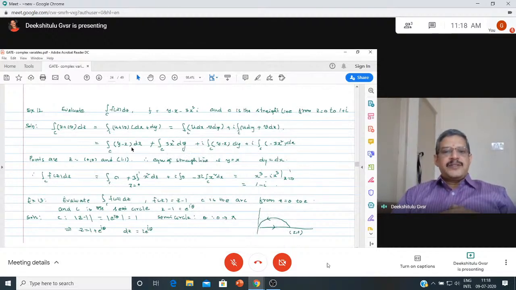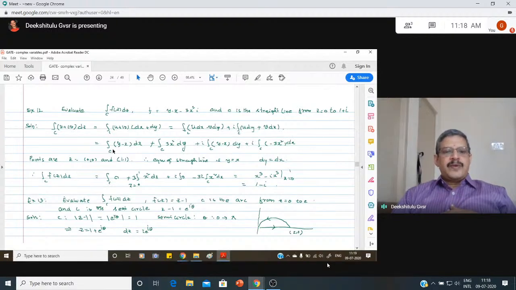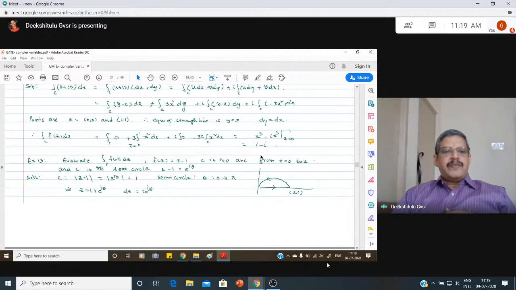You substitute these things in this integral. So y minus x becomes 0 because y is equal to x. This becomes 3x square dy, where x changes from 0 to 1. And then again y minus x becomes 0. This is minus 3x square into i dx. So x cube minus i x cube, if you integrate between 0 and 1, this is what we get.